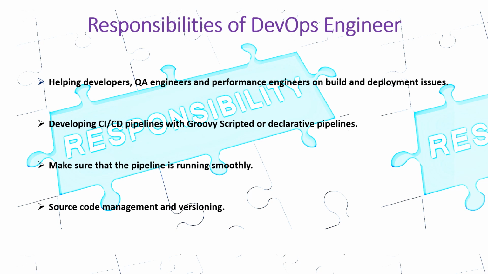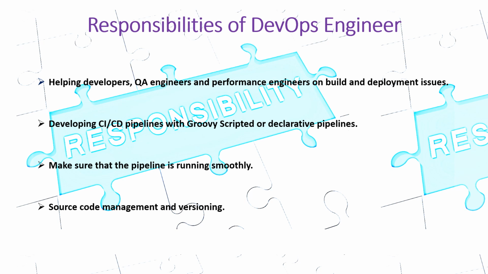A DevOps engineer assists developers, quality assurance engineers, and performance engineers with build and deployment issues. Using Groovy scripted and declarative pipelines, he creates Dev, QA, and performance CI/CD Jenkins pipelines. He ensures that these pipelines are working smoothly and without any problems.